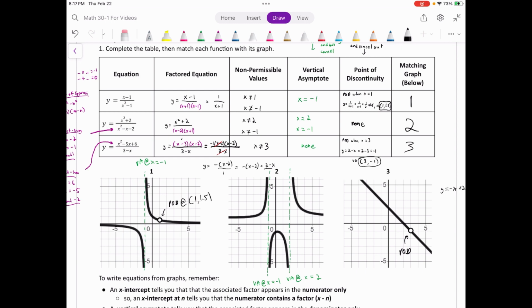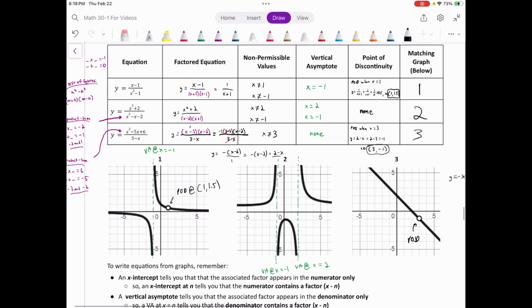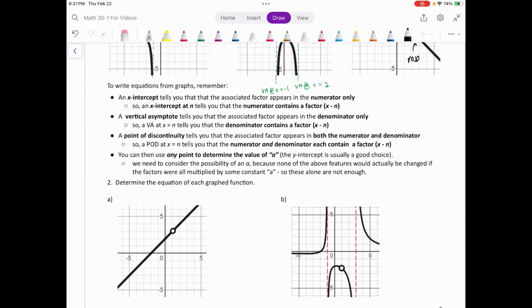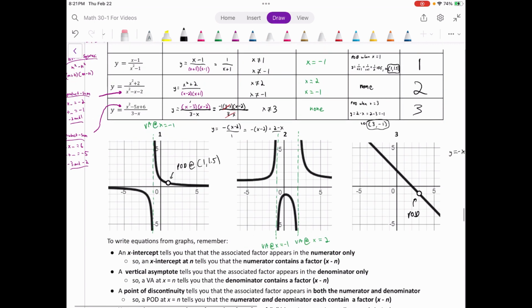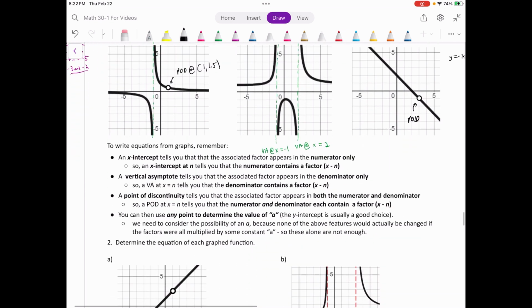So that checks out. Okay, let's reverse this now. We looked at having the equation and matching it to a graph. Let's see if we can have a graph and write an equation from it. Now, in order to do that, it's the exact same thought process. It's just reversed, right? Everything that our equation told us about the graph can tell us about the equation. We just have to remember, right?